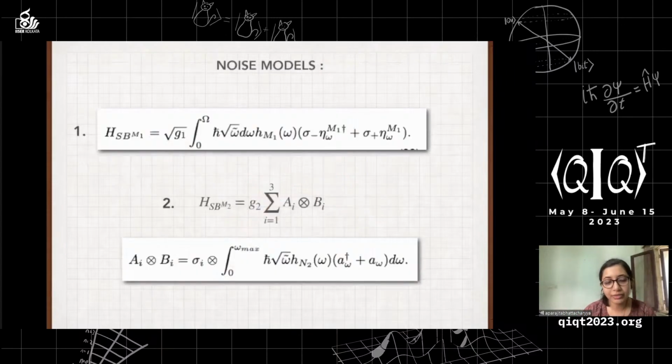We have considered these two noise models. This is the system-bath interaction for which one can derive the amplitude damping channel when the temperature goes to 0. But for that channel we have not taken T equal to 0; we have considered the general case where T is not equal to 0. This is our first noise model. The second noise model is this, for which one can obtain the generalized depolarizing channel, and we have considered the corresponding system-bath interaction as our second noise model. So these are the two noise models that we have used.